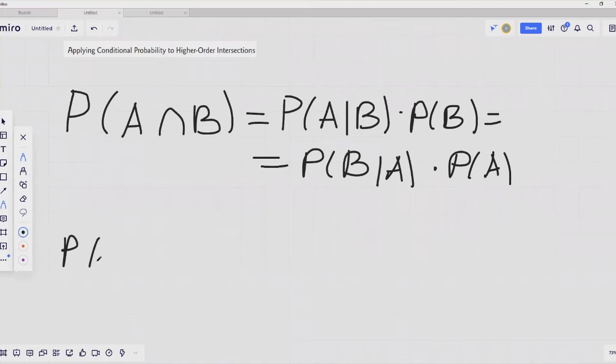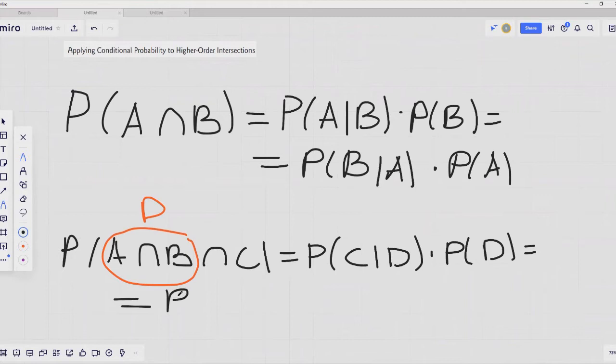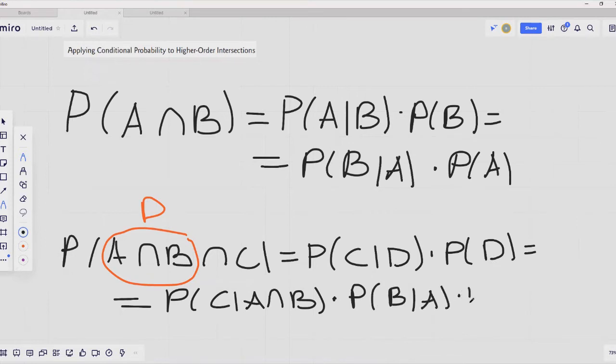Now, in the case when we have an intersection of more than two events, let's say an intersection of three events, we might consider an intersection of A and B as a single event, let's call it D, and express that as a product of the following conditional probabilities: C given D, multiplied by probability of D, which is probability C given A intersection B, multiplied by probability of A intersection B, which in turn might be expressed as B given A, multiplied by probability of A.